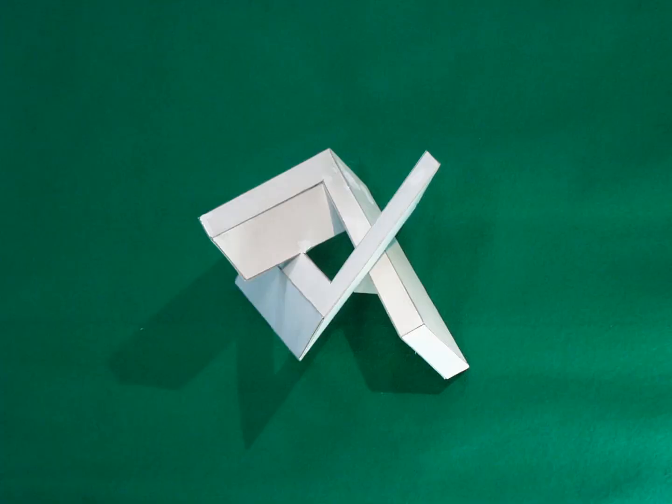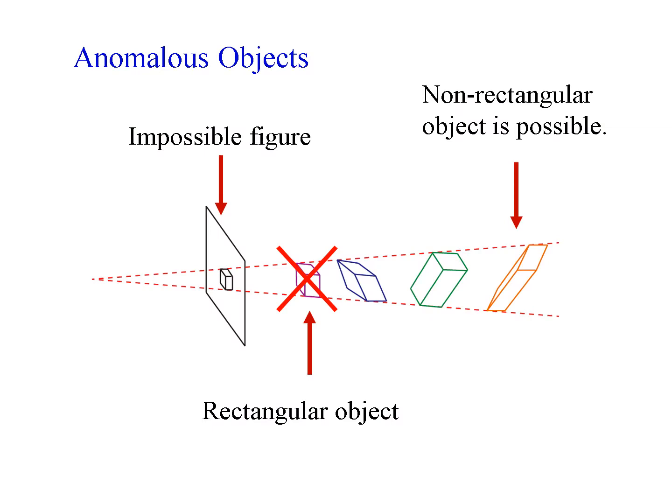This is the same object seen from another angle. We understand that the faces are connected by non-rectangular angles. As shown by this example, when we see an impossible figure, our brains try to interpret it as a rectangular object and feel it is impossible. However, if we connect faces by arbitrary angles, we can construct a 3D object. This is the reason why some impossible figures are not impossible.